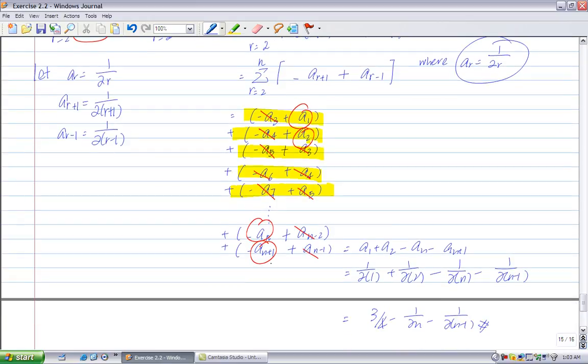I think n plus 1, there's a careless mistake.